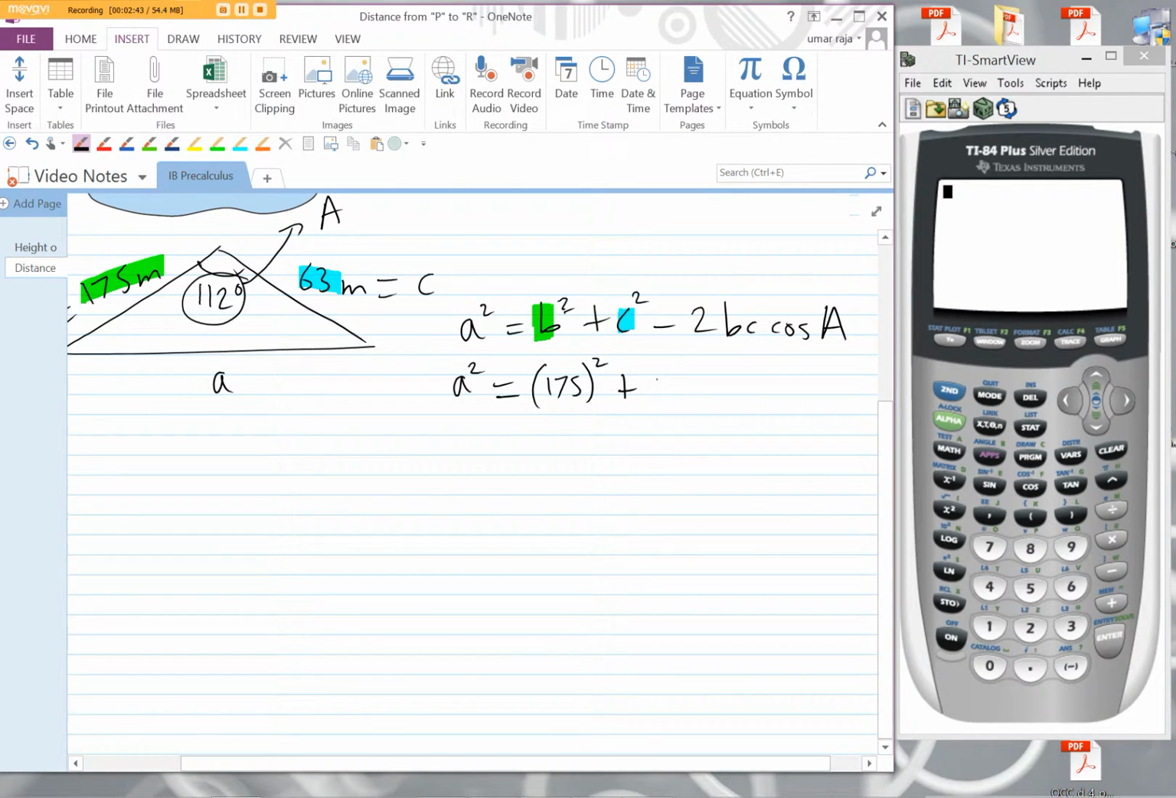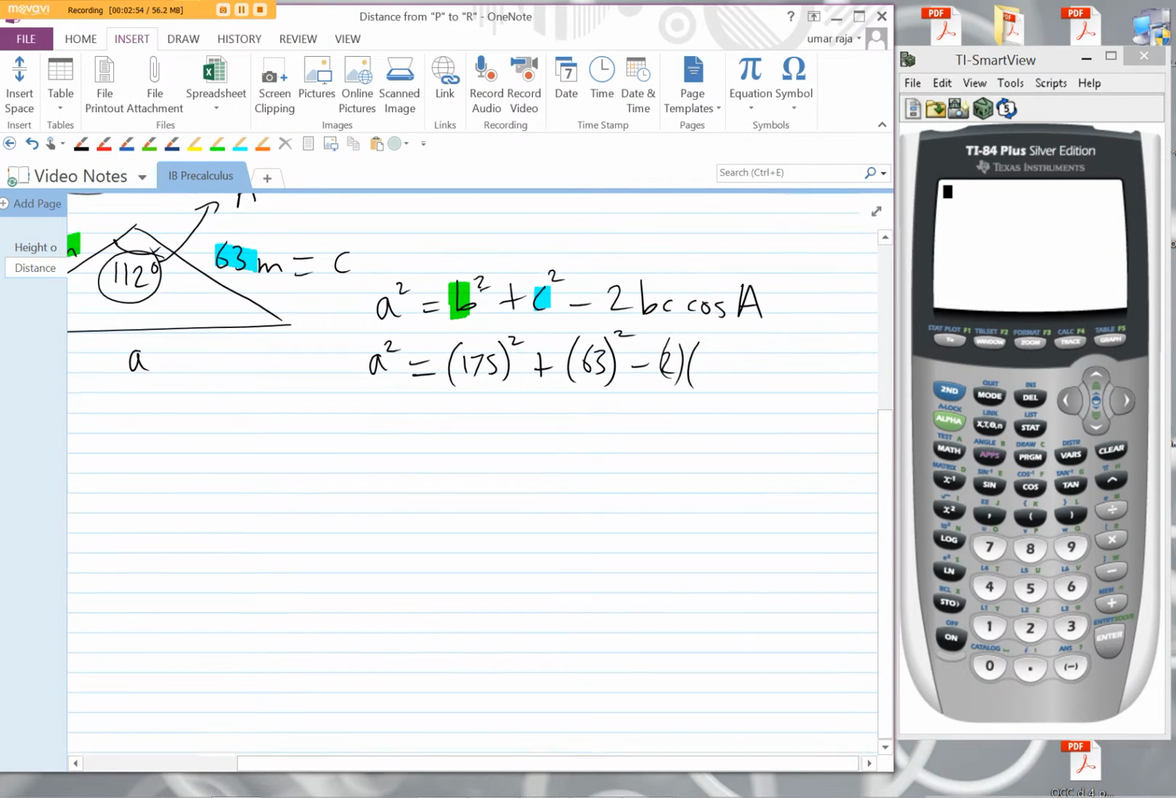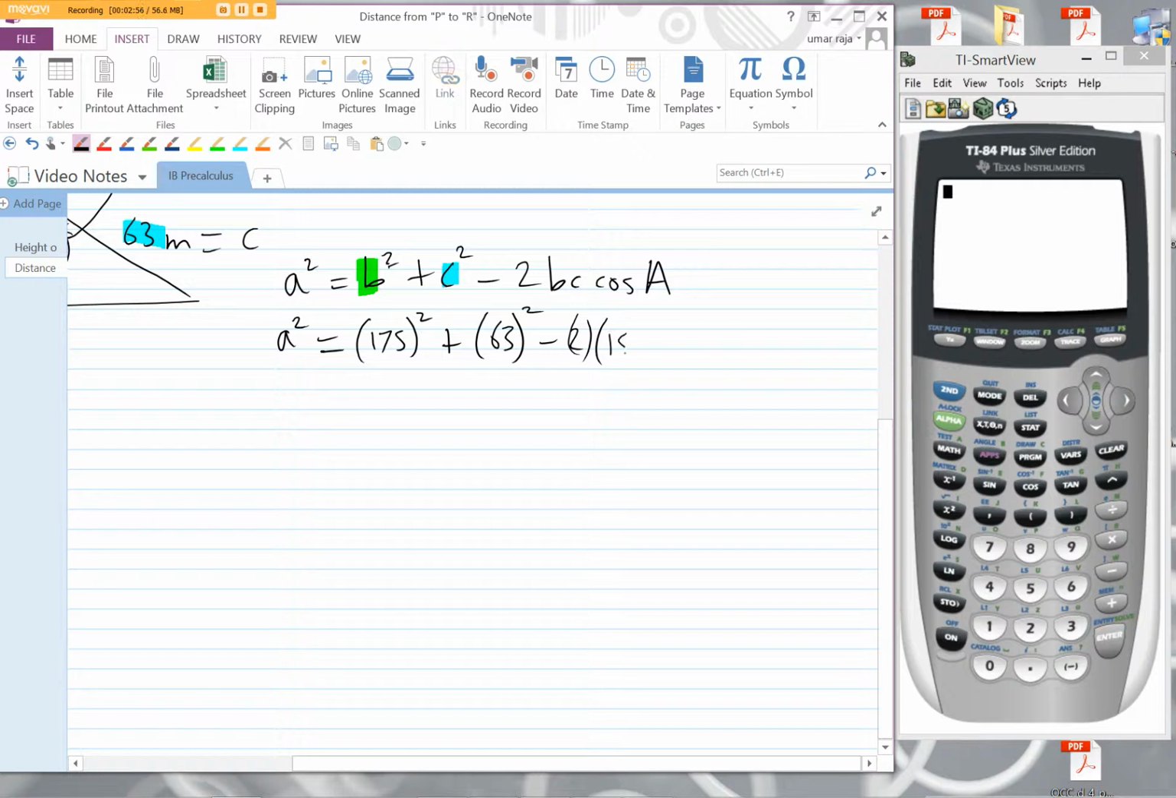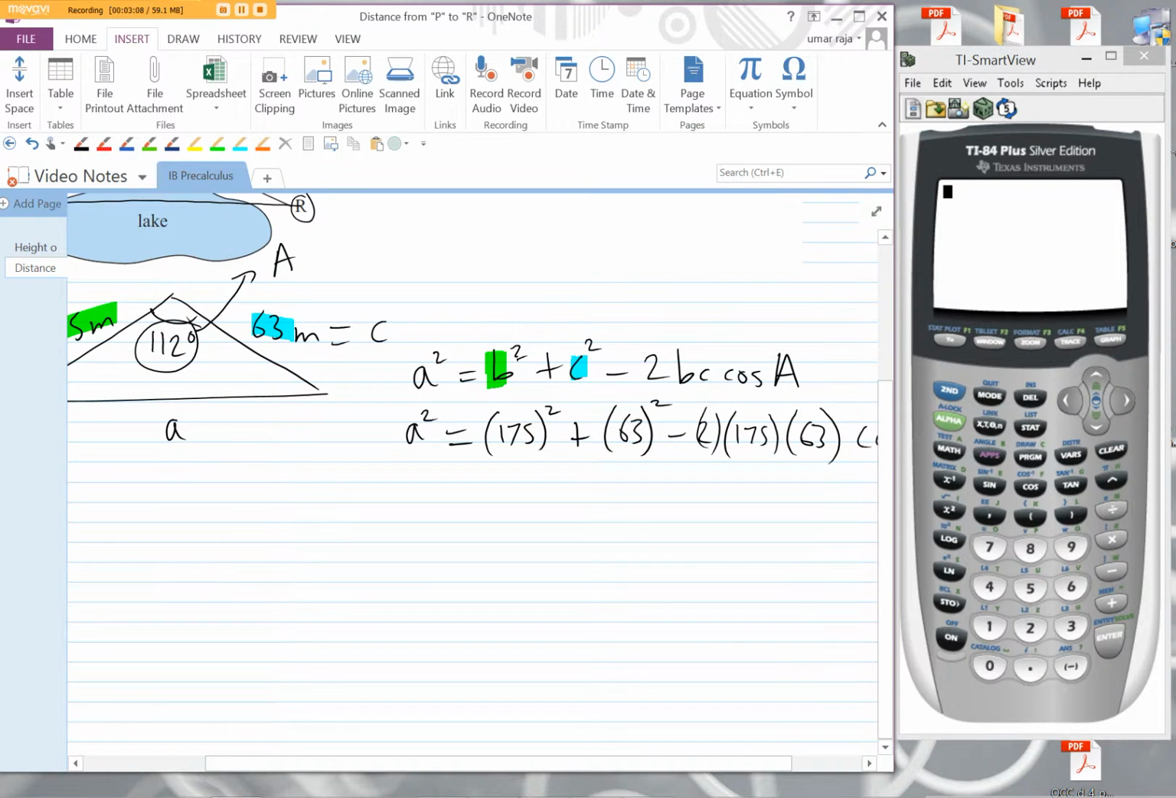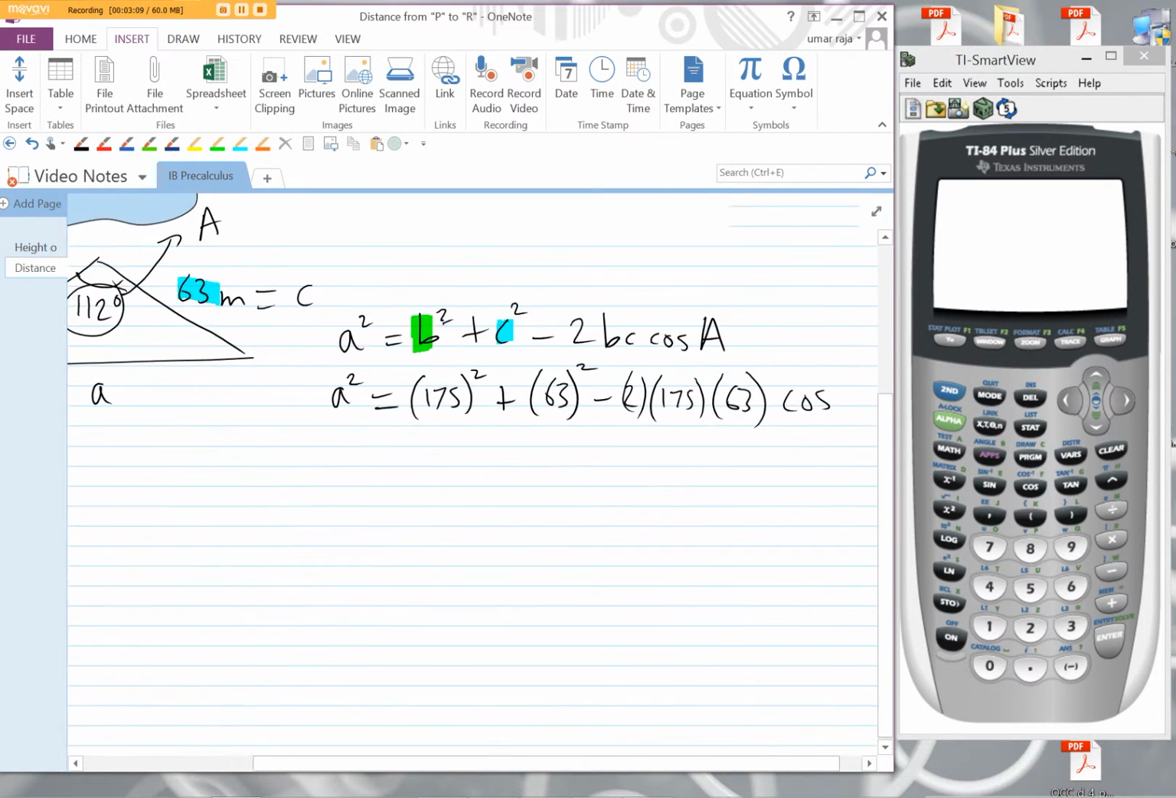Once you plug that in, this would be 63 to the second power minus 2 times, again, side B in this case is 175, times side C, which is 63, and then of course cosine of the angle we're calling A in this case, 112 degrees, from the diagram on the left.